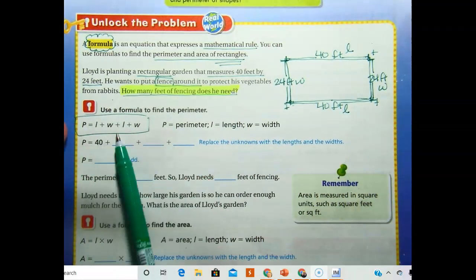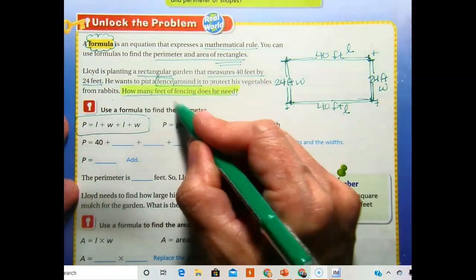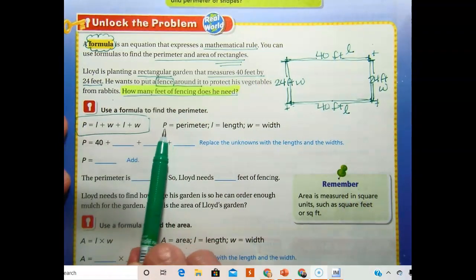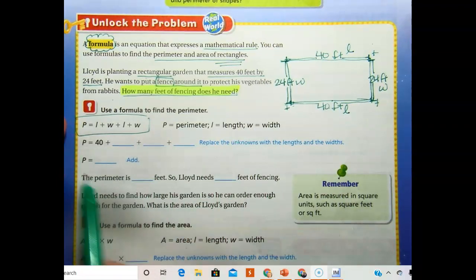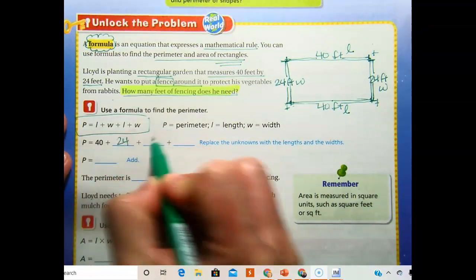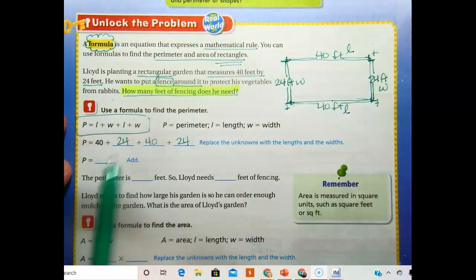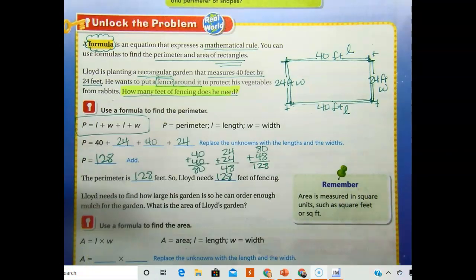With a lot of other shapes like triangles, you can just add the sides, you know, length plus length plus length. All right, so here it tells you what the codes are for that. P is perimeter, L is length, W is width. So let's go ahead and fill in these blanks. Let's just walk through it just like we did. 24 plus 40 plus 24. It says replace the unknowns with the lengths and the widths, which is what we did. So if you add all those together, why don't you go ahead and do that real quick and then check your answer. So pause, add, and check.